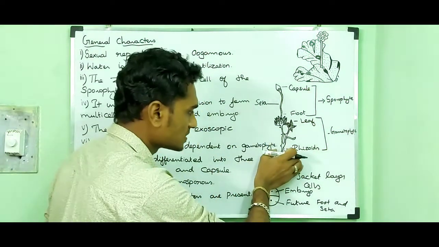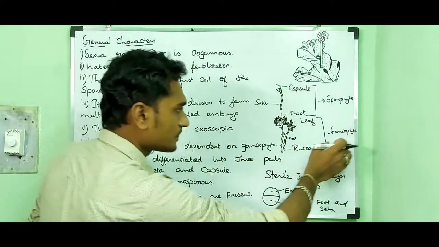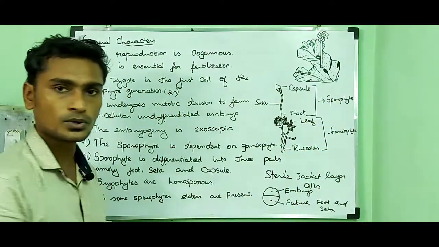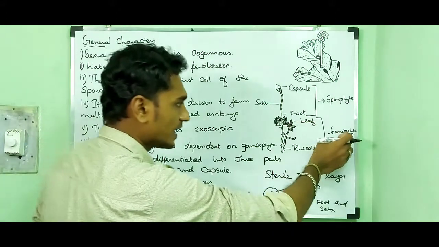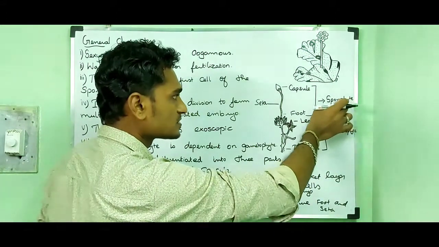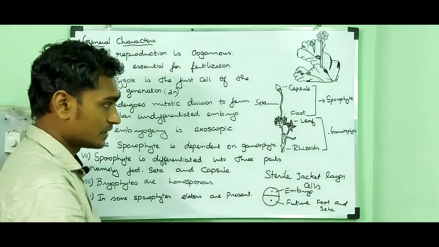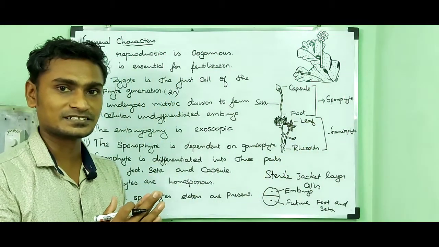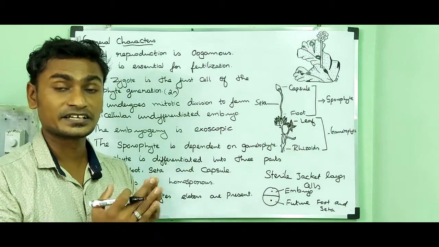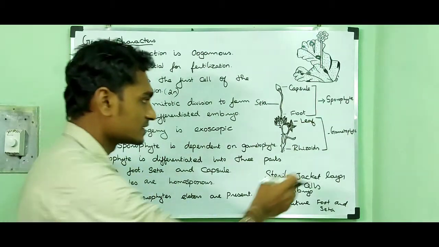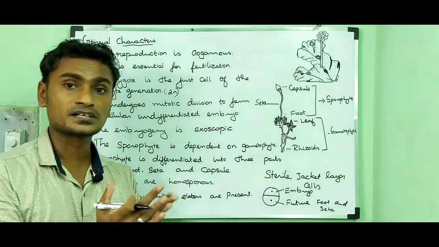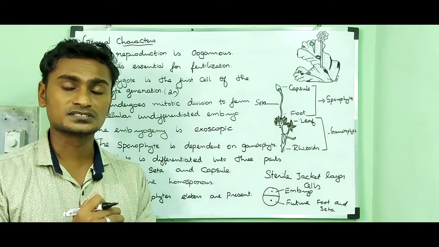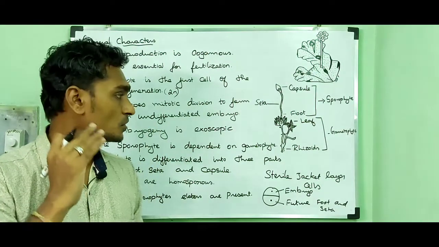Example for a moss. It contains gametophyte and sporophyte. So the gametophyte, who depends on whom? The sporophyte depends. Because the gametophyte contains chloroplast and a leaf-like structure. They can do photosynthesis. In the gametophyte, what is there? Chloroplast is there. They can do photosynthesis. They can prepare their own food.